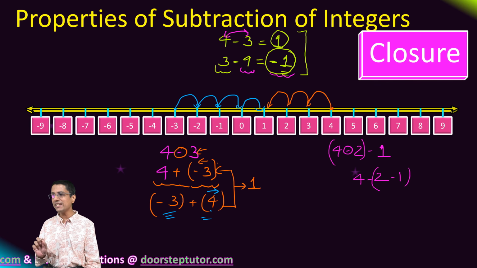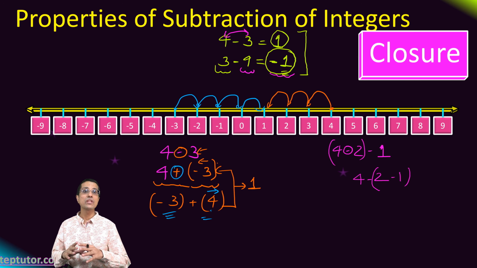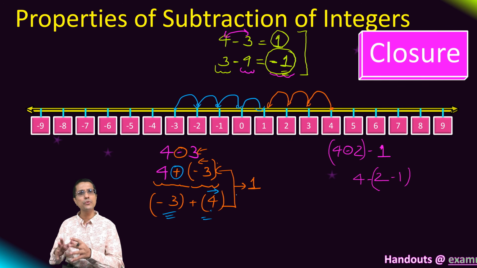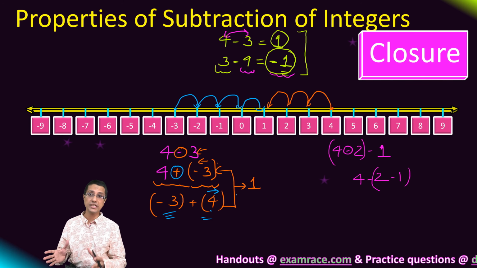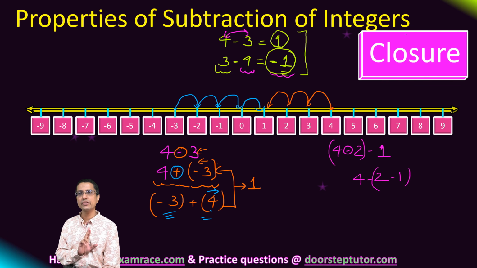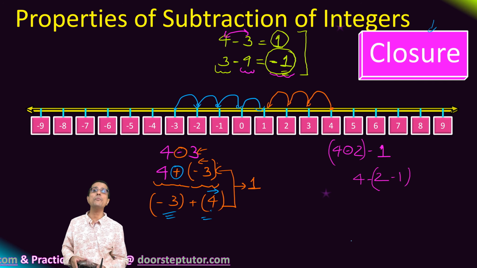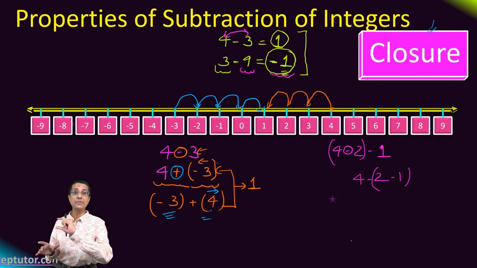So by changing this subtraction into an addition, we were able to make it commutative. So addition is commutative, we know that. And similarly, we can also prove that by changing the subtraction to an addition, we can also make it associative. So subtraction by itself is not commutative, not associative. It is only closed with respect to integers. However, we can make it commutative and associative by changing the subtraction to addition.